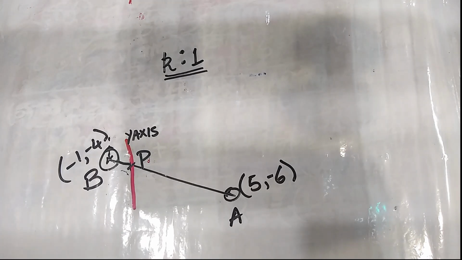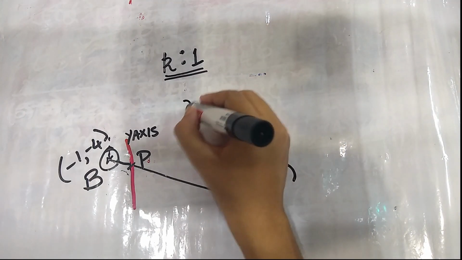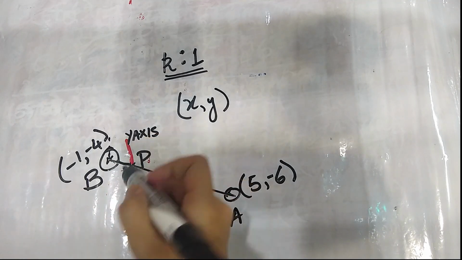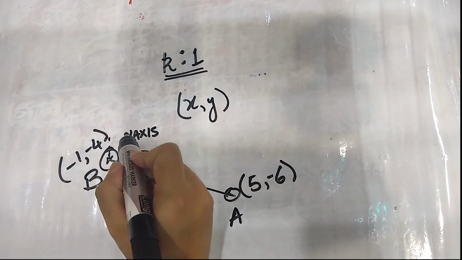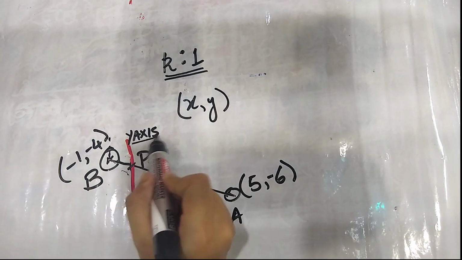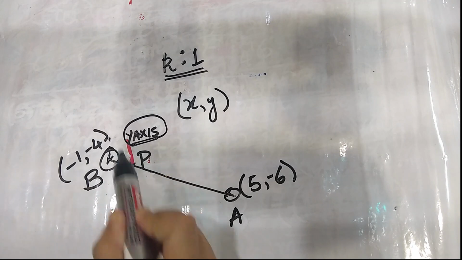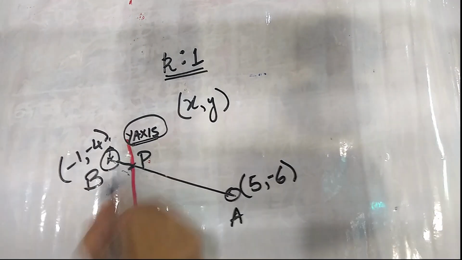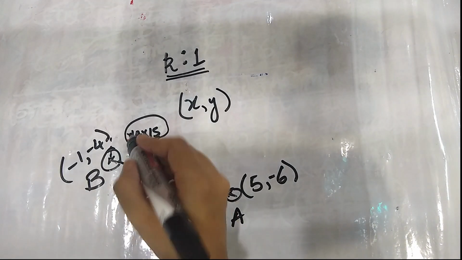So let us get into the section formula here. k is to 1 is our ratio, and our section formula according to these two coordinates will be with x comma y as our point. We know that this point actually lies on the y-axis. Now that we know that the point lies on the y-axis, we know that the x coordinate for this will be 0.